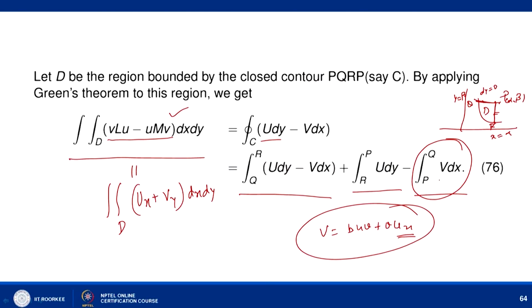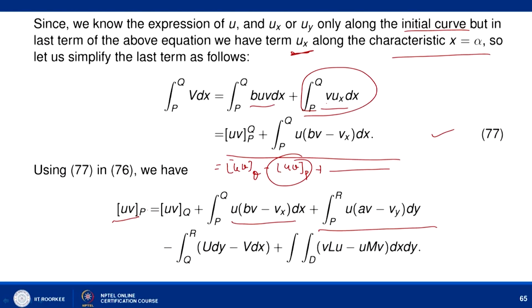So, what we try to do from this is take out the value here. We have the integral from P to Q of v dx equal to this whole thing. So, here we have a double minus: the integral from Q to R of u dy minus v dx, minus the integral from R to P of u dy. That is what we are writing here. So, uv at P equals uv at Q plus the integral from P to Q of u(bv minus vx) dx, the term which we have obtained from 77, and then the integral from P to R of u(av minus vy) dy. We are just writing minus the integral from Q to R of u dy minus v dx, that is on the initial curve, plus the double integral.